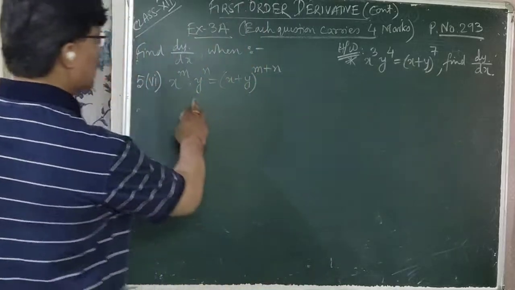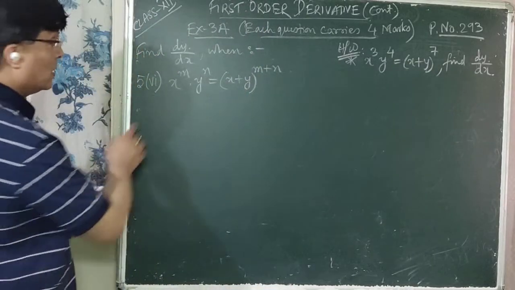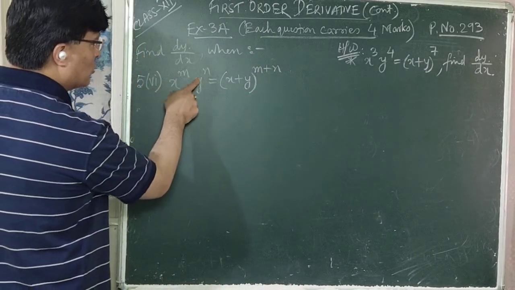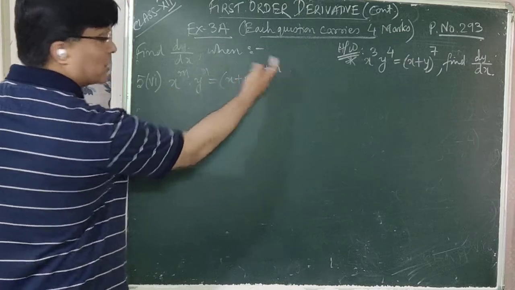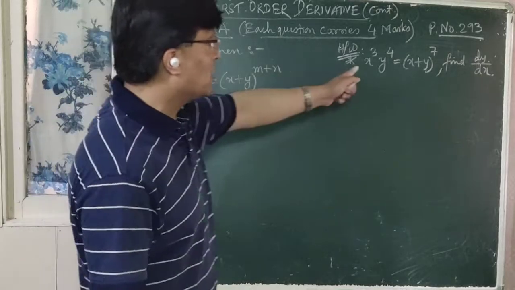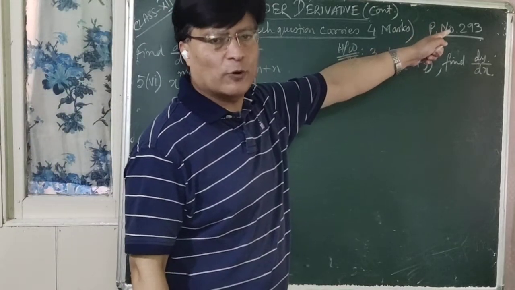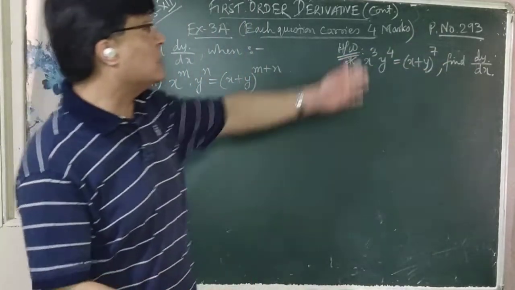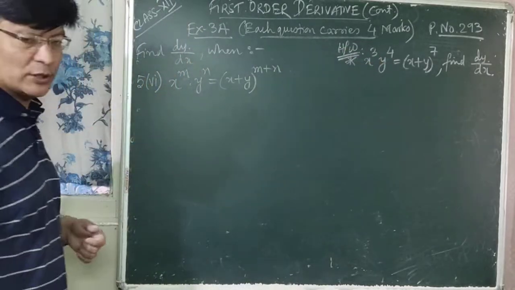Actually these two questions are similar. Like x to the power m into y to the power n is equal to x plus y whole to the power m plus n. Similarly here also, x cube into y to the power 4 is equal to x plus y whole to the power, actually it is 3 plus 4, which is equal to 7. So that is your homework. So let's do this question.